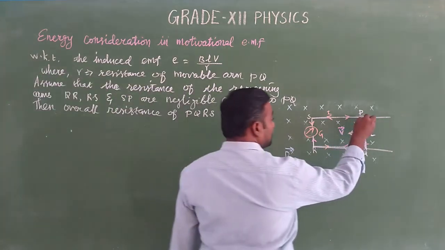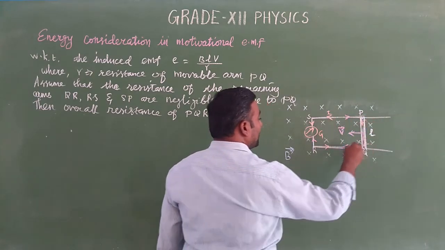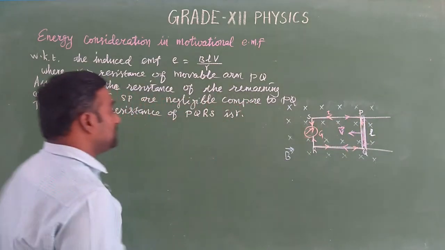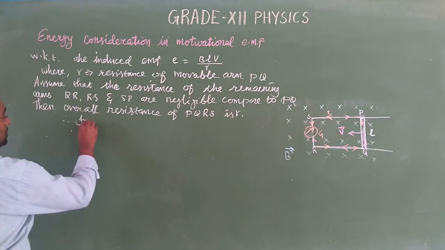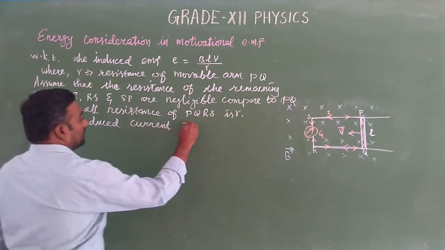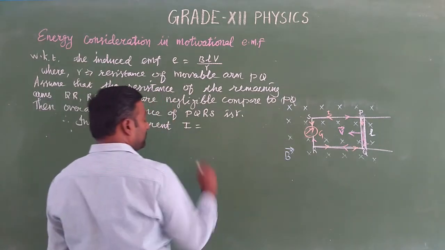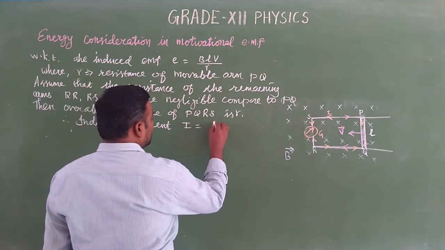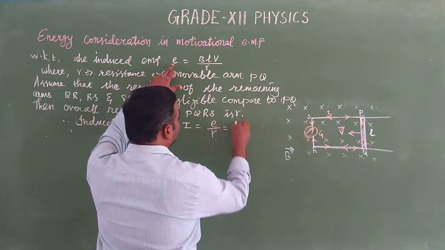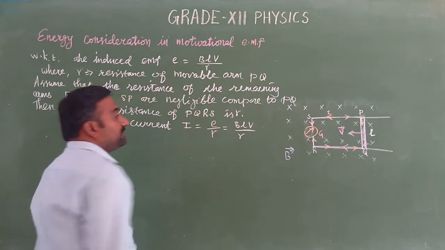Already we know the direction of the induced current is anti-clockwise, while the direction of electron flow is clockwise. Therefore the induced current I is equal to, from Ohm's law, current is equal to potential by resistance. We already know the value of induced EMF, that is BLV. Therefore I is equal to BLV by R.